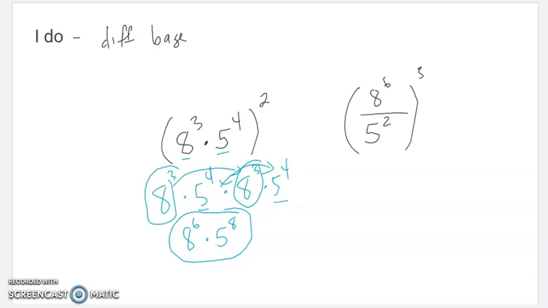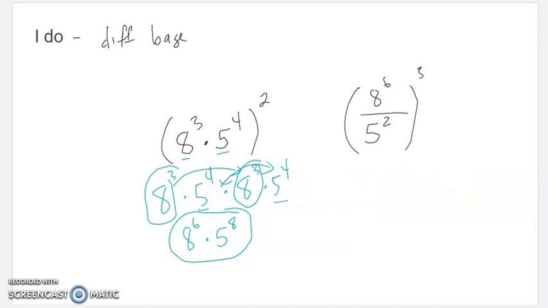Same thing here. When I make my numerator and denominator here, that's 8 times 8 times 8 times 8 times 8 times 8, and that's 5 times 5. Those do not make 1. So there's not really very much I can do with that. I can't cancel or make 1, anything like that. So that doesn't really work.